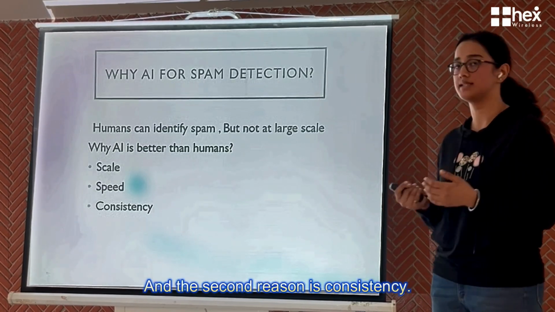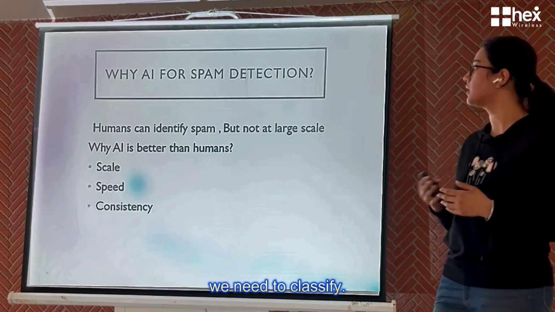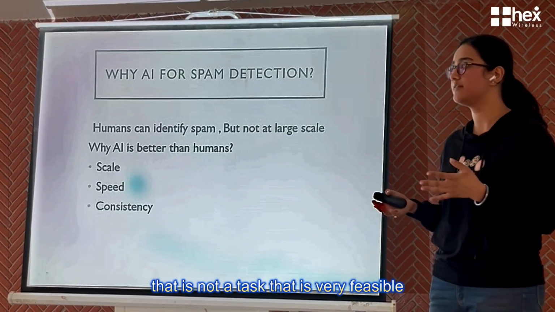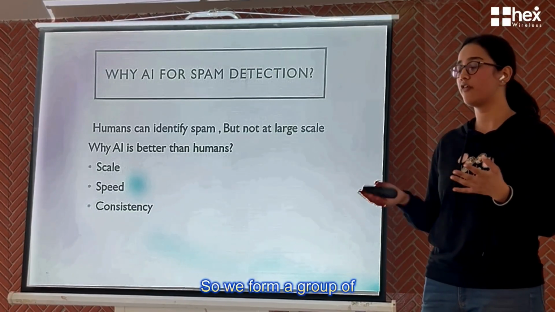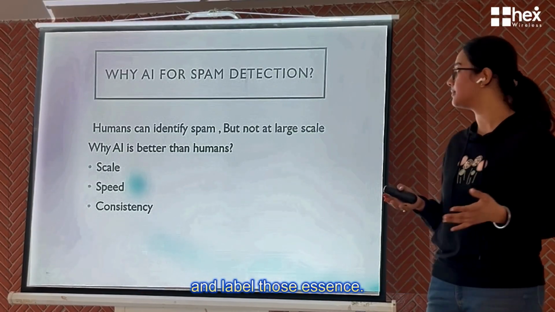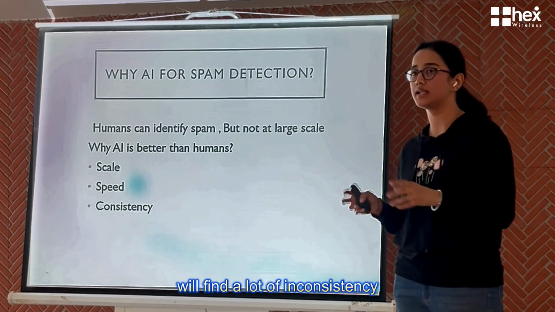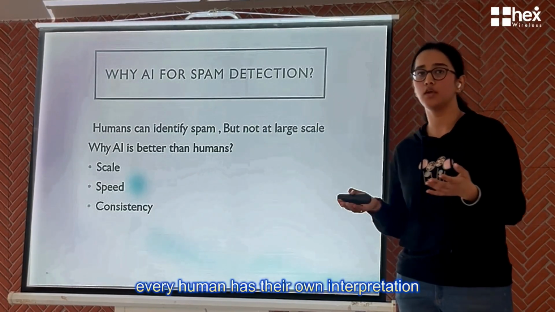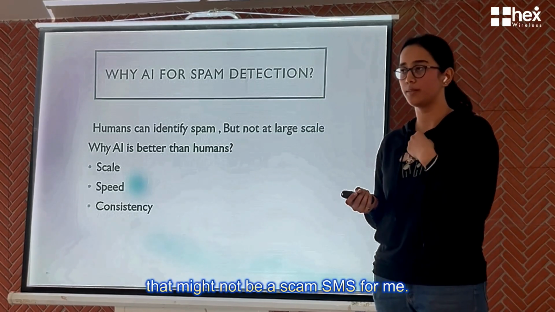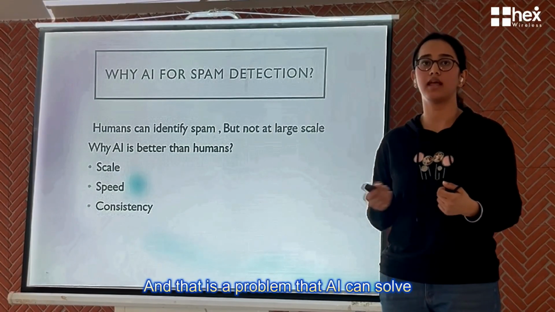The second reason is consistency. Let's assume that we have 5,000 SMS that we need to classify. That is not very feasible for a single human, so we form a group of 5 people and ask them to divide the task and label those SMS. After that, when we look at those labels, we will find a lot of inconsistency, because every human has their own interpretation. What might be a scam for you might not be a scam SMS for me. And that is a problem that AI can solve very easily.